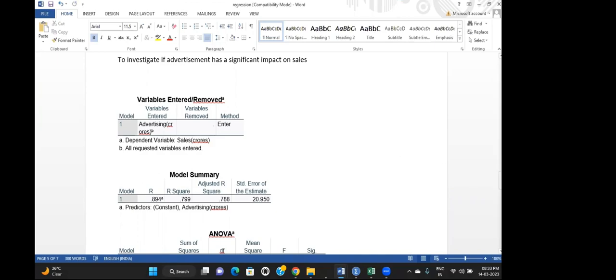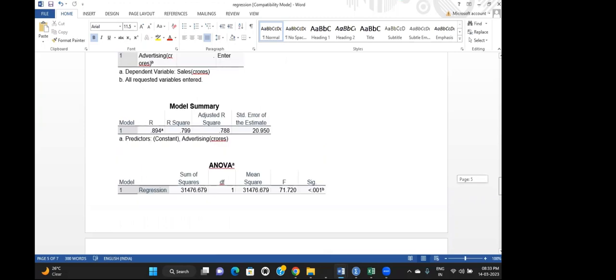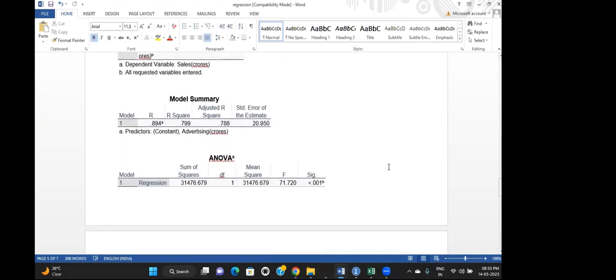Now let's move to the next table, that is the model summary. Please understand, this is the most important table. R, what does this R tell us? This R tells us the correlation between the two variables. The correlation between the two variables. So it is showing a positive and high correlation.